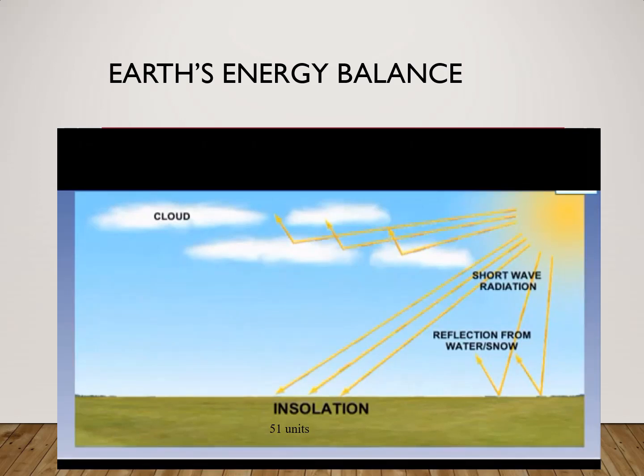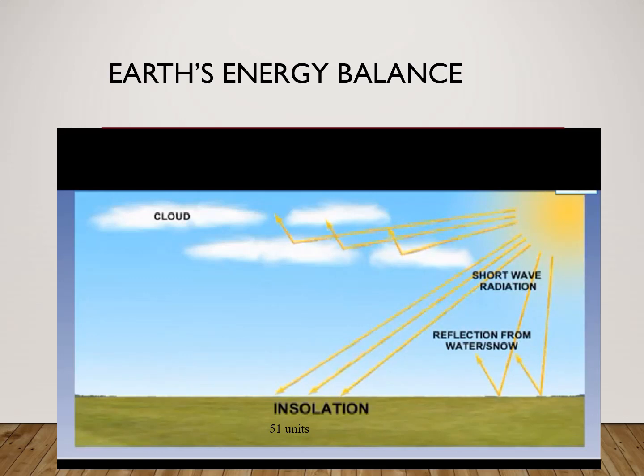If you look here, you will see that the incoming radiation emitted by the Sun is in the form of shortwave. When this shortwave radiation enters the atmosphere, some of it is absorbed by the water vapor present in the atmosphere, while some, after striking the clouds, is reflected back into space. Some of the incoming radiation is also reflected from water bodies and snow on hill slopes.